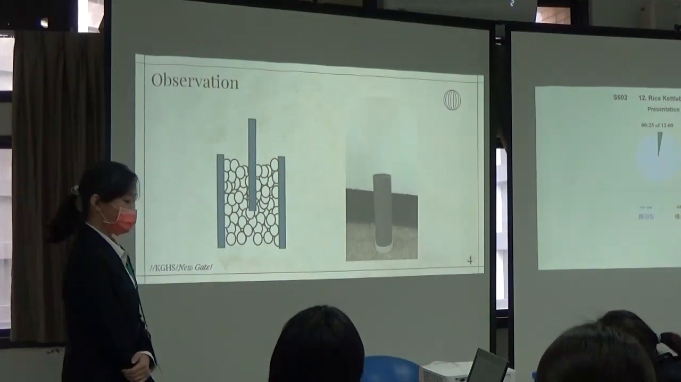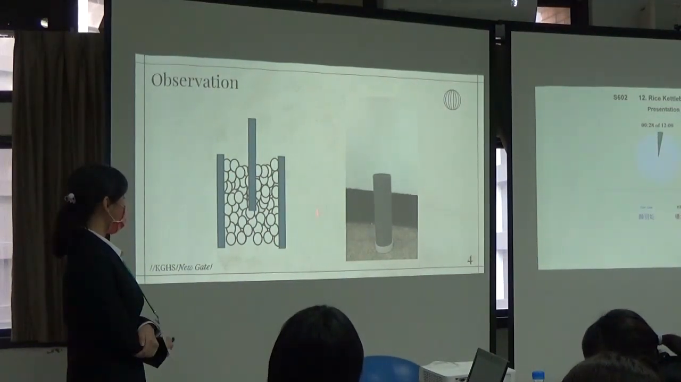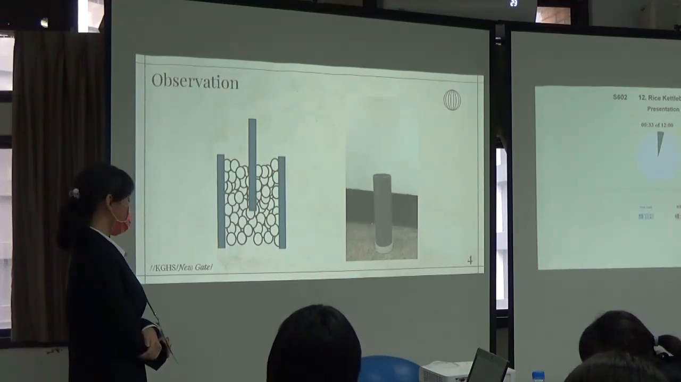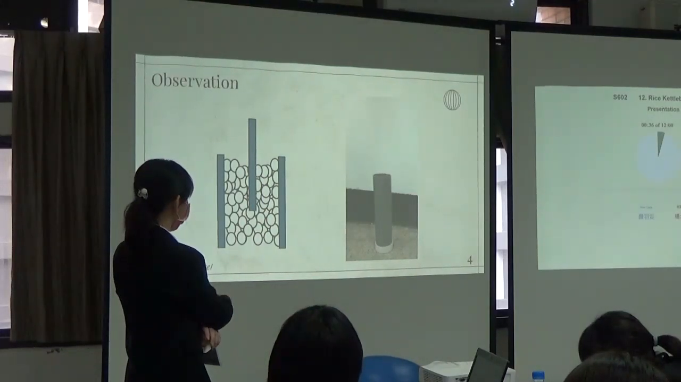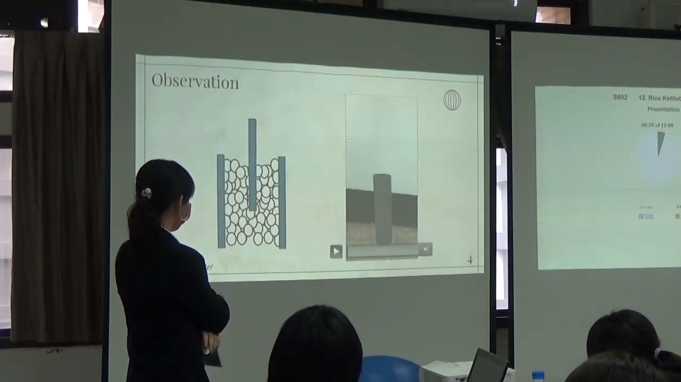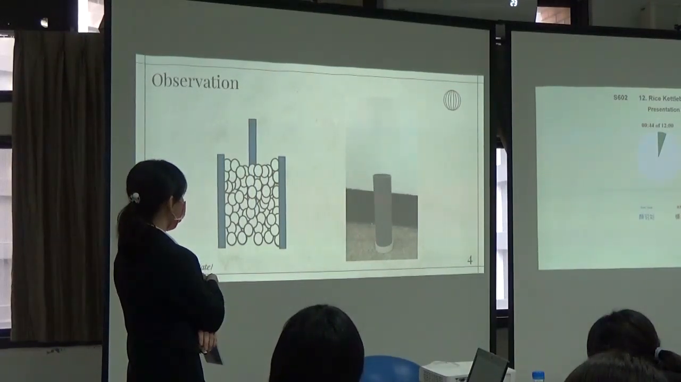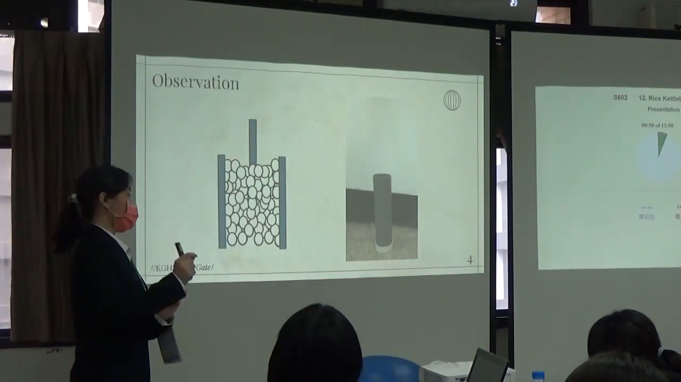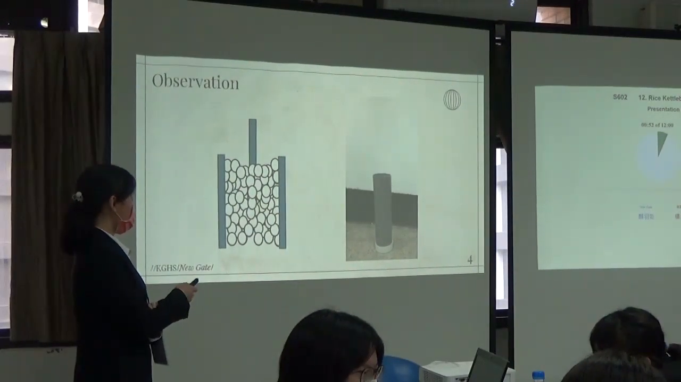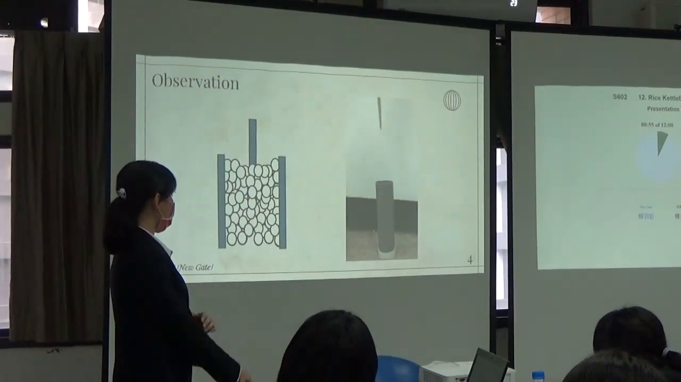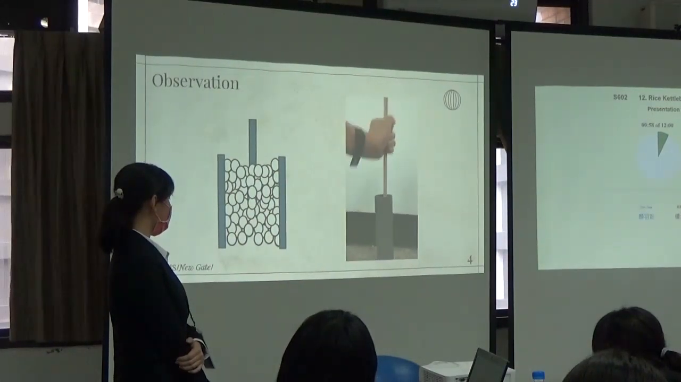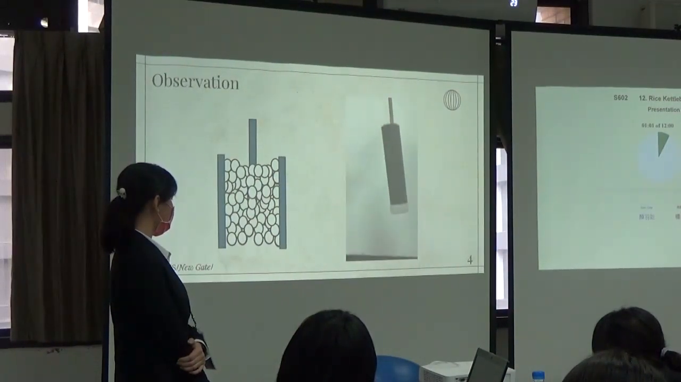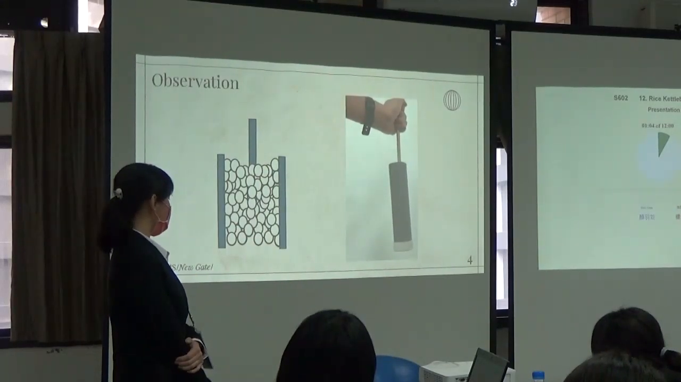First is the observation. We have a video here. When you put a stick inside a bottle filled with something like rice, you can take up the whole thing. Let's see the video. Like this, when you put it in, the rice fills every space inside the vessel, and then you can lift the whole thing up.